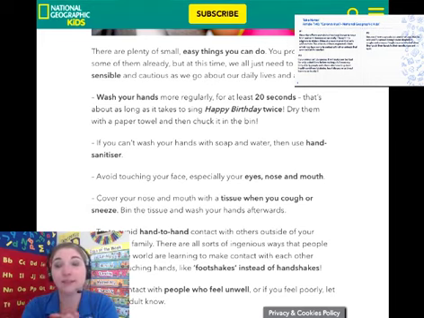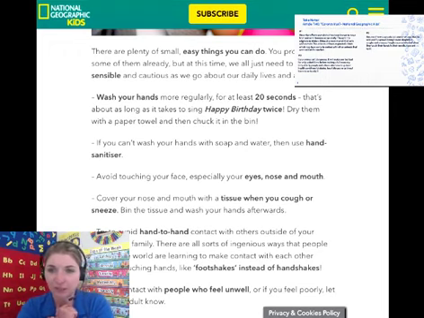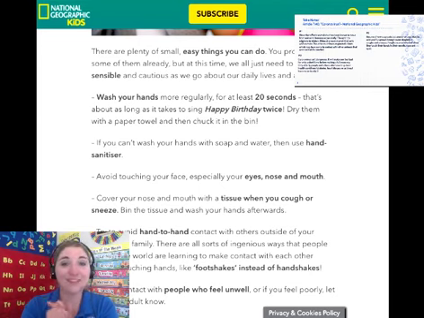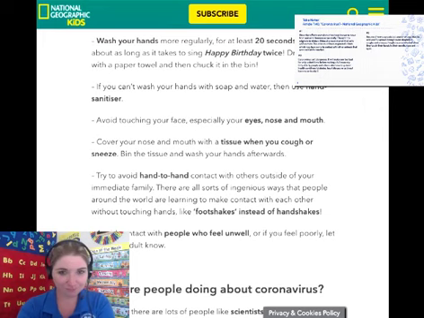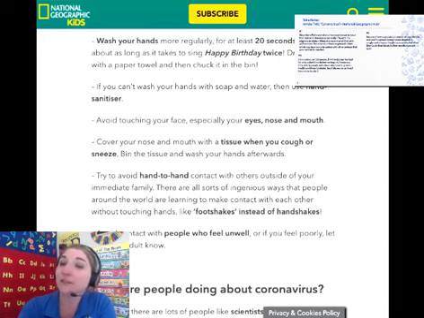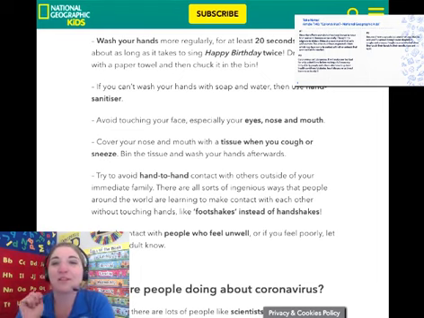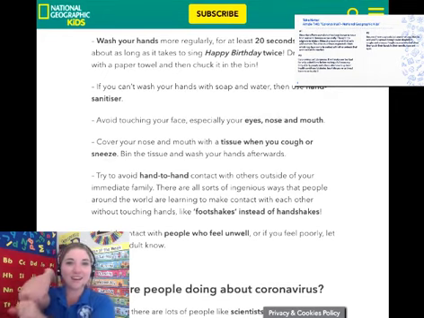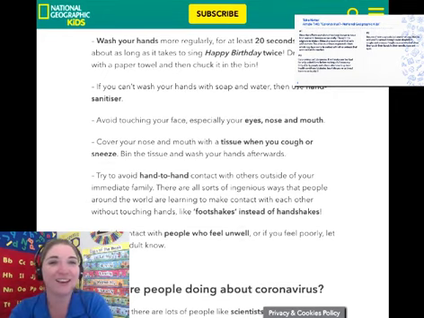Avoid touching your face, especially your eyes, nose, and mouth. Cover your nose and mouth with a tissue when you cough or sneeze, which I don't think I did that, did I? Bin the tissue and wash your hands afterward. Try to avoid hand to hand contact with others outside of your immediate family. There are all sorts of ingenious ways people around the world are learning to make contact with each other without touching hands, like foot shakes instead of handshakes, or even the elbow, which we're seeing a lot.